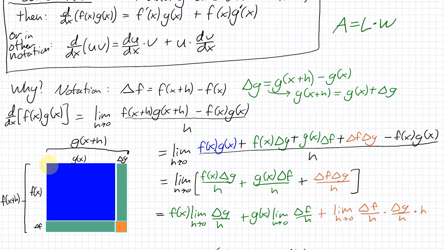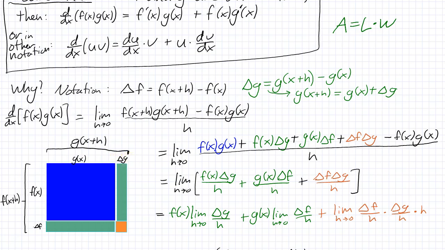Well, f of x plus h is made up of the original f of x plus the change in f. Because remember, delta f is the difference between the whole length of the side, f of x plus h, minus the f of x part. And same thing with g of x plus h: that total length is equal to the sum of the starting length plus the change in g, the extra length.